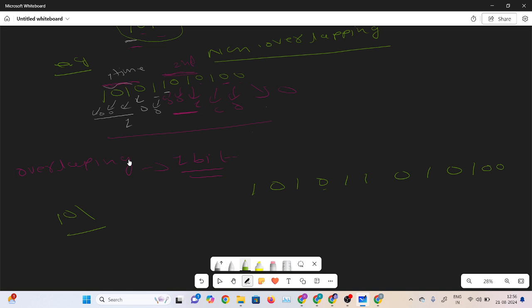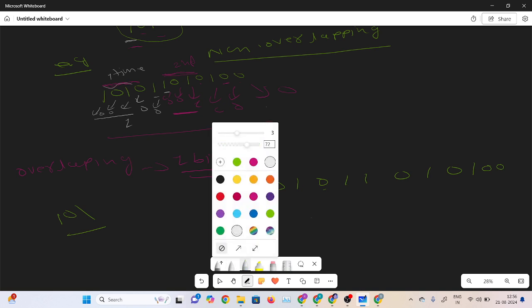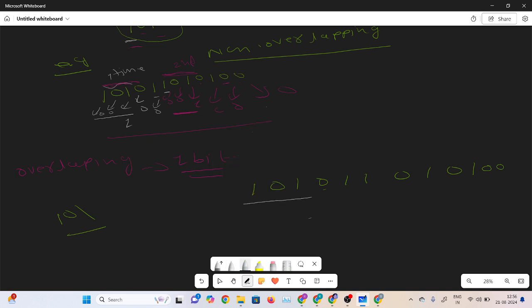So firstly, I am telling you the meaning of one bit overlapping. Firstly, this sequence is matching. Here the output is 0, here the output is 0, here the output is 1. So the sequence is matching one time. But here it is the case of overlapping, so this is the one bit overlapping now.